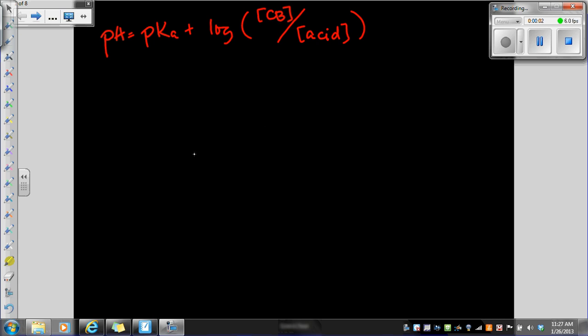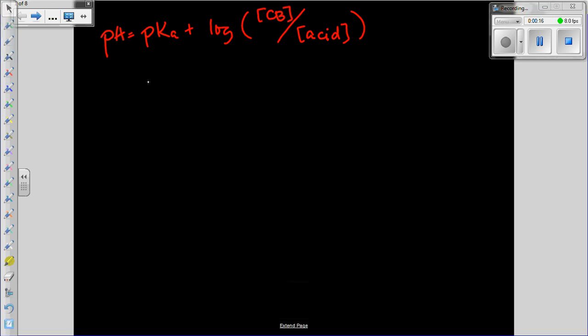This video is going to look at two important aspects of a buffer. One of them has to do with buffer capacity, and the other has to do with the pH range of a buffer, like how effectively a buffer will work within a narrow pH range.